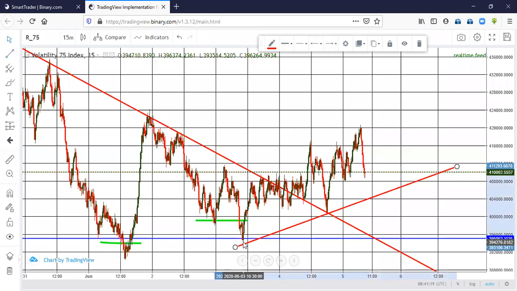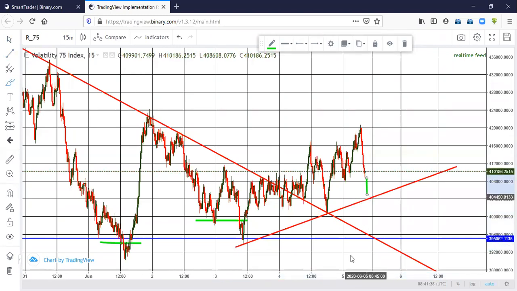So we already have the first point it has touched, the second point it has touched. Meaning that we are now expecting it to come and touch our first point here and our second point, which is here where our trend line touches our resistance line. So this is what we are expecting to happen in this very same market.